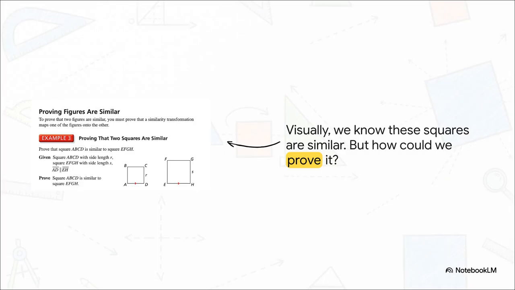Okay, take a look at these two squares. Our eyes tell us instantly, yep, they're similar. One is just a scaled-up version of the other, for sure. But if you had to prove it in a geometry class, how would you actually do it? Just saying they look the same is not going to cut it. We need a method, a process, and that's exactly where transformations come in.